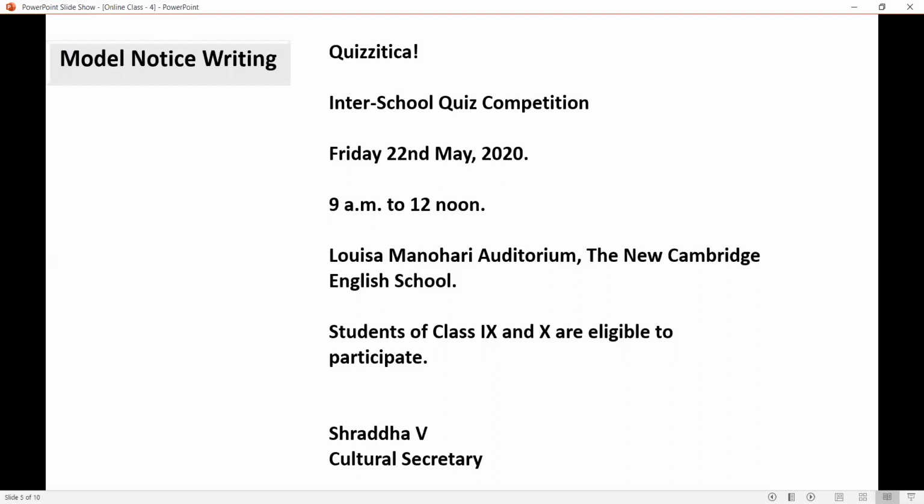Next is time, 9 a.m. to 12 noon. Then comes the venue, Louisa Manohari Auditorium, comma, the New Cambridge English School. The smaller area is Louisa Manohari Auditorium. The bigger area is the New Cambridge English School. Next is target audience. Students of class 9 and 10 are eligible to participate. Last, you have to write your full name and the designation. Shraddha V, Cultural Secretary.